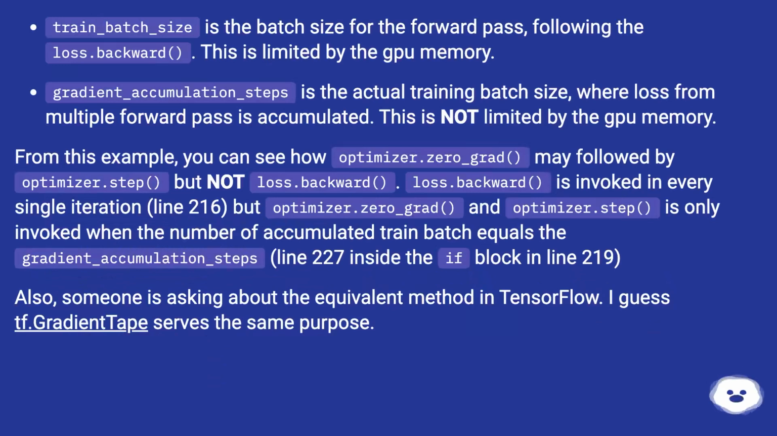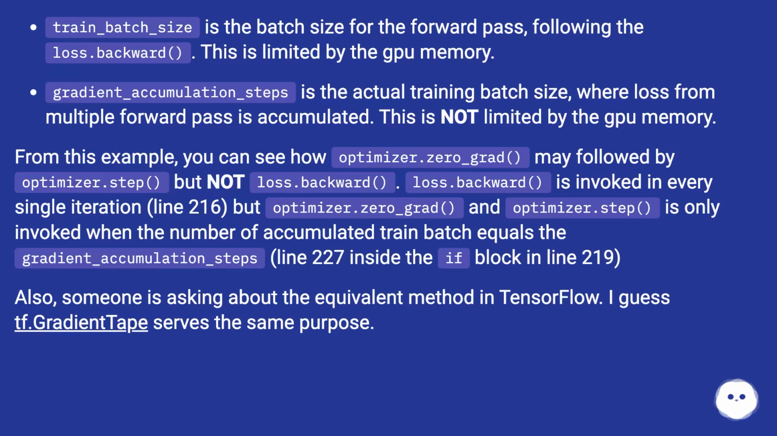Train_batch_size is the batch size for the forward pass, following the loss.backward. This is limited by the GPU memory. Gradient_accumulation_steps is the actual training batch size, where loss from multiple forward passes is accumulated. This is not limited by the GPU memory.